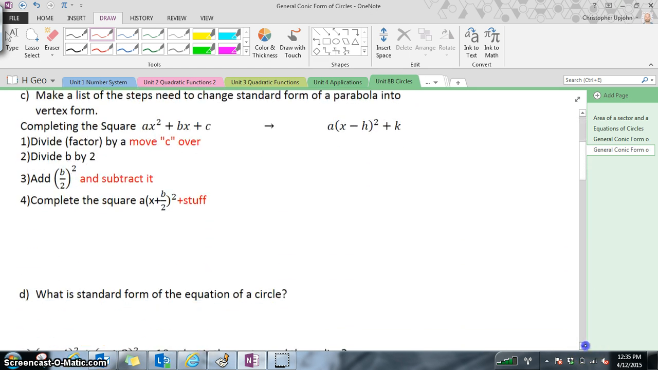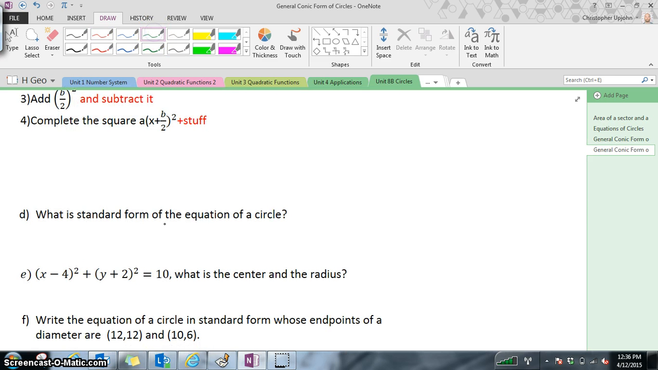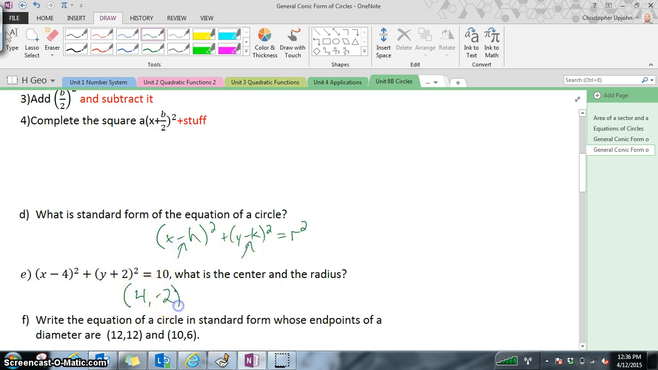So we've already talked about C. What is the standard form of the equation of a circle? X minus h squared plus y minus k squared equals r squared. So in letter E, what is our center? Remember, it's the opposite because they're subtraction. So 4 comma -2 is our center, and 10 is our radius squared, or radius is the square root of 10, and we can approximate that if we actually have to graph it.